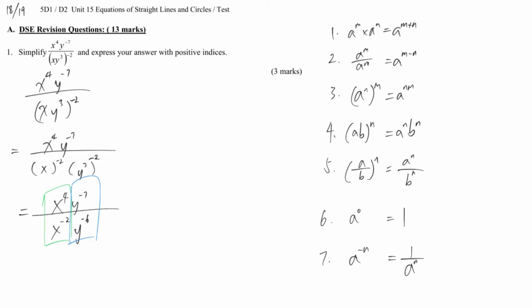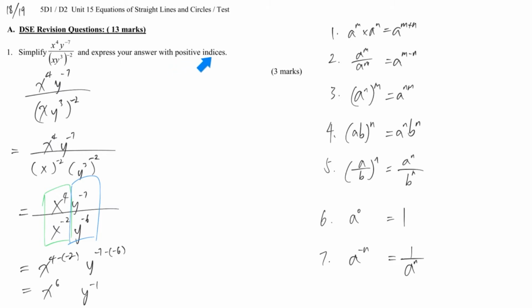Among x is the second item, something a power of something divided by a power of something. Then the index is subtraction of them. So it will become x power of 4 minus what the below index is, power of -2. We always use the above index to subtract the below index. So similar reason for y power of -7 and then minus what behind -6. So we have x power of 6, y power of -1.